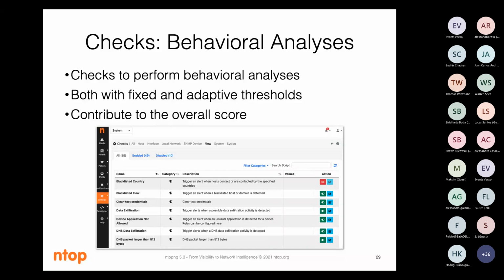And they all concur to the creation of the final score. So let's say here we can see flow checks. All these different things are run for each flow. For example, for each flow, we analyze if it comes from a blacklisted country, if the user has used that particular connection with clear text credentials, if this particular connection is a potential data exfiltration. So all these checks contribute to the final score of the flow. So the higher the score, the higher the chances of that flow to be suspicious.